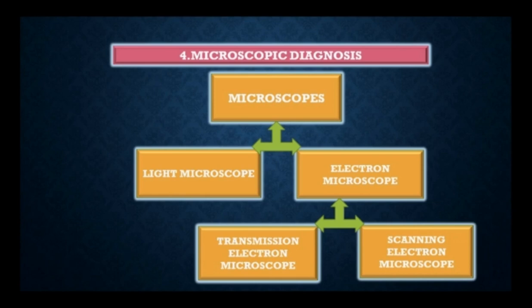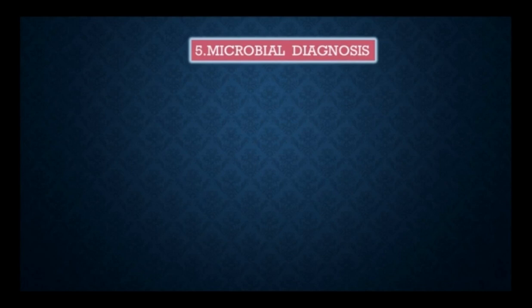Light microscopes can be used for observing even small scrapings also, but the electron microscopes are used for observing changes in the tissues at higher magnifications. Now let us quickly enter into another diagnostic tool called microbial diagnosis.